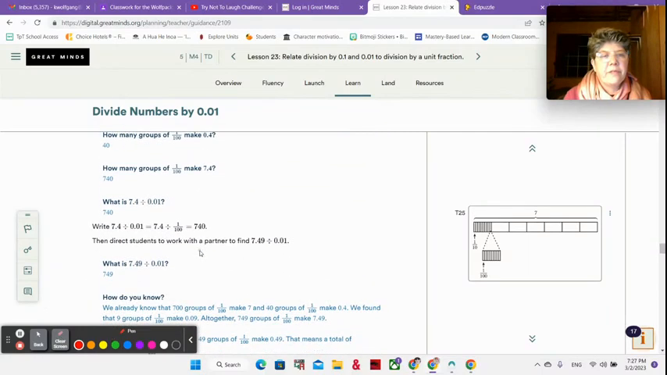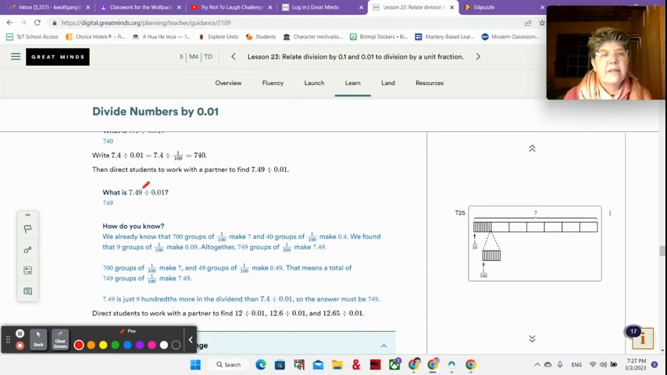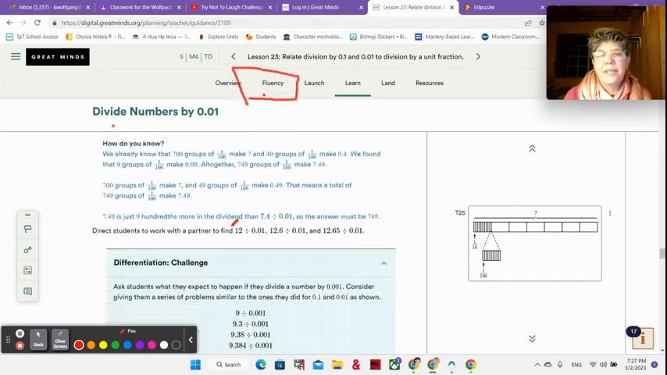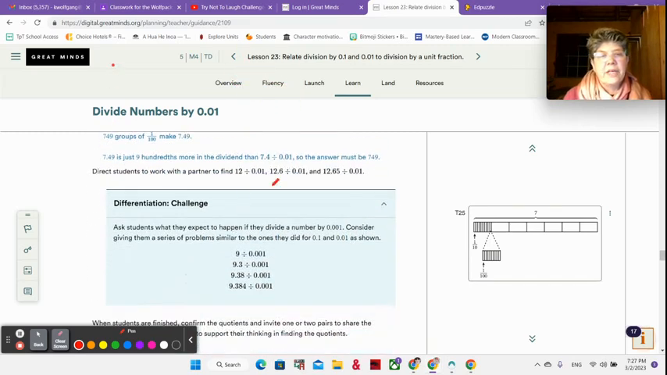Okay. So 7 and 4/10 divided by 1/100 is 740. And 7 and 49 hundredths is going to be 749 hundredths. Okay. 9 hundredths, right? 9. Okay. Very interesting. All right.